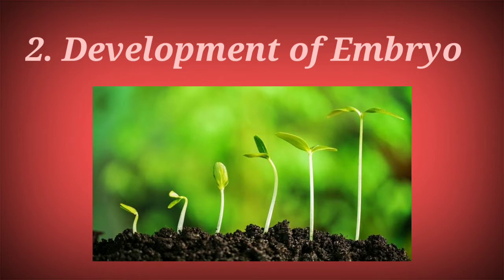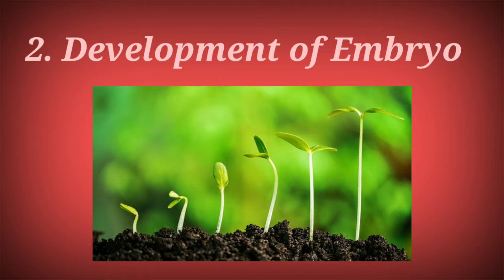This zygote divides repeatedly and produces some differentiated cells, and this whole mass of tissue that is formed is called the embryo, which is specialized to form the parts of a plant body. The study of the embryo is called embryogeny or embryology.